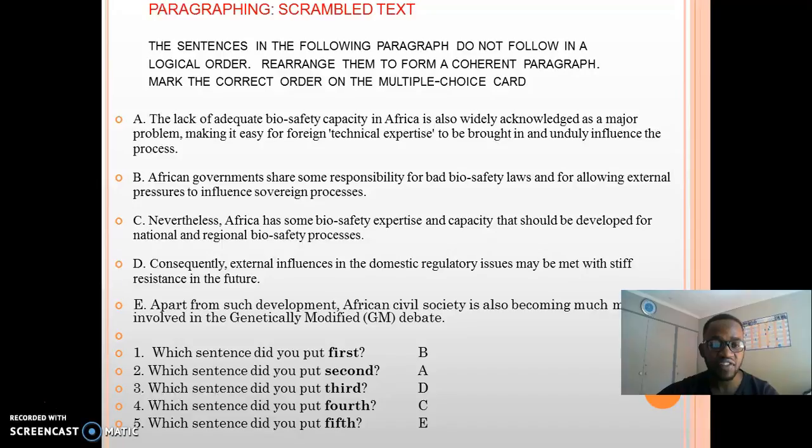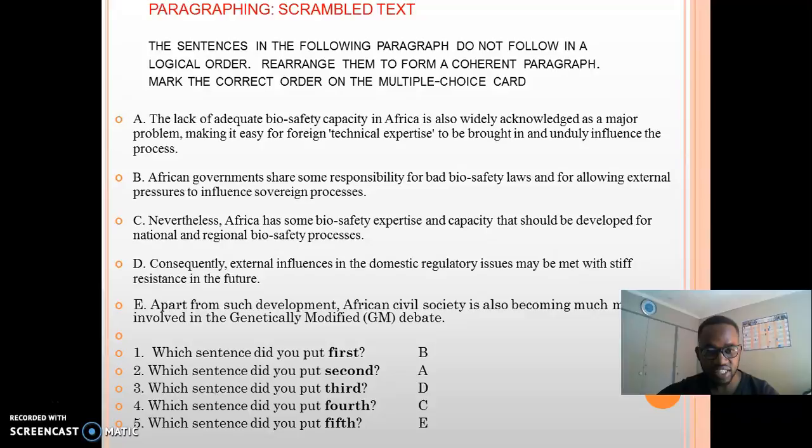C. Nevertheless, Africa has some biosafety aspects and capacity that should be developed for national and regional biosafety process. D. Consequently, external influence in the domestic regulatory issue may be met with stiff resistance in the future. E. Apart from such development, African civil society is also becoming much more involved in the genetically modified debate.